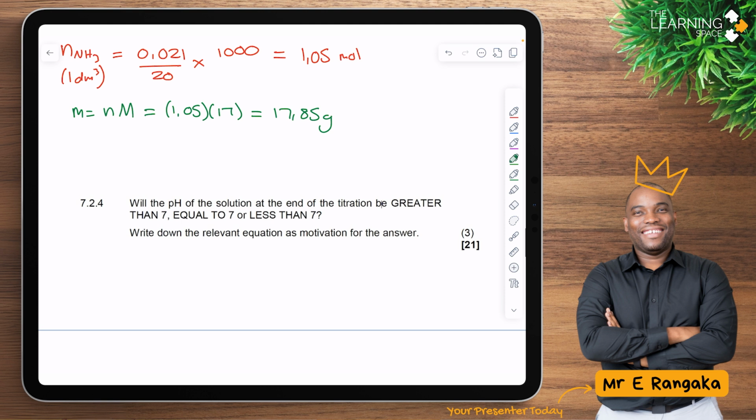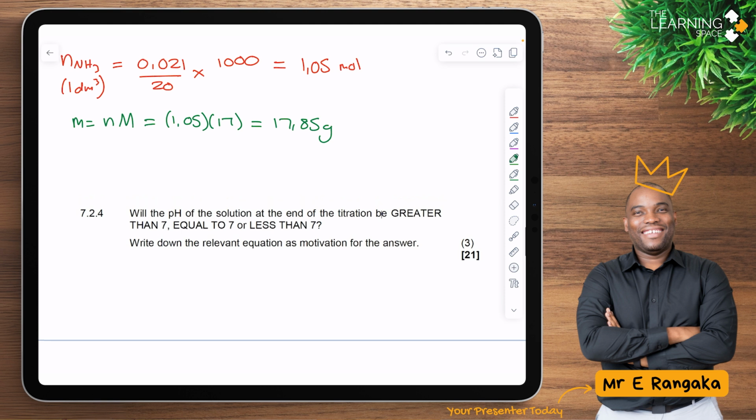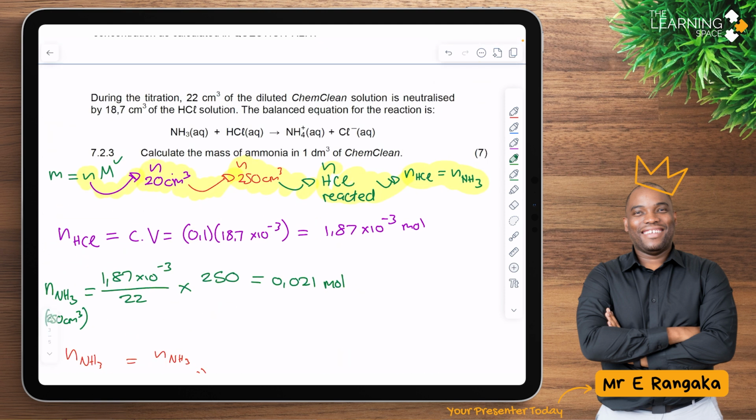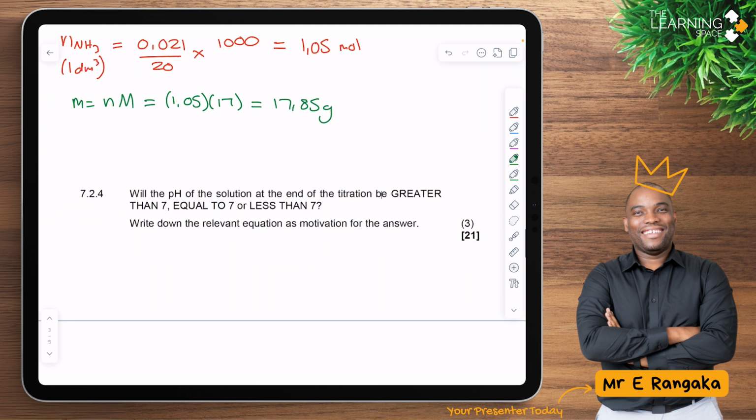So in this case here, let's think about it, right? We had ammonia mixing with hydrochloric acid. So that's a weak base plus strong acid. That tells you that you're going to have an acidic solution afterwards. That means we will have a pH that's going to be less than 7. So we can easily already say for that question, that's going to be less than 7. And they said, write down the relevant equation as a motivation for your answer.